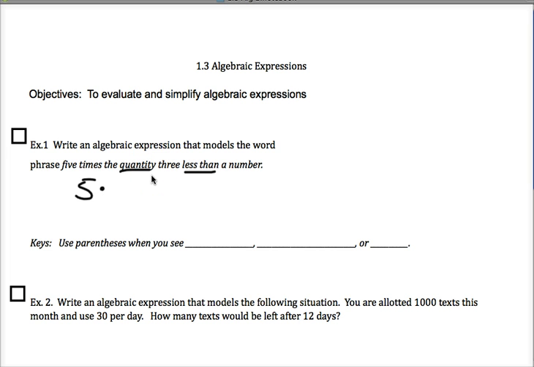Something we want to make note of is when we see quantity, we're going to use parentheses. So if you look down here where it says keys, use parentheses when you see quantity, one of those times where you should be using parentheses. So whatever comes after the word quantity is going to go in the parentheses.